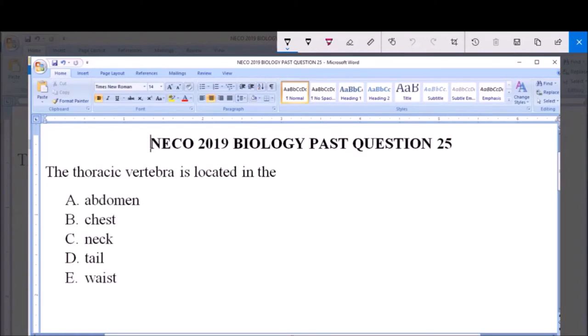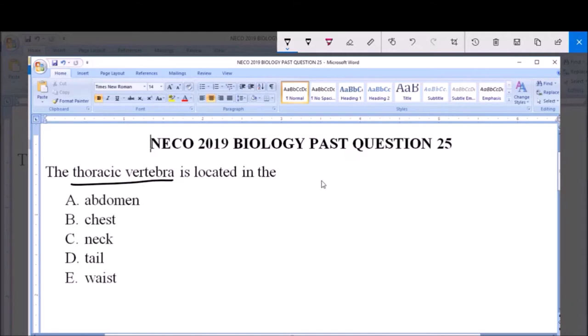I will be answering NECO 2019 biology past question 25. The thoracic vertebra is located in the A, abdomen, B, chest, C, neck, D, tail, and E, waist. We are asked about the thoracic vertebra, that is, where is it located?